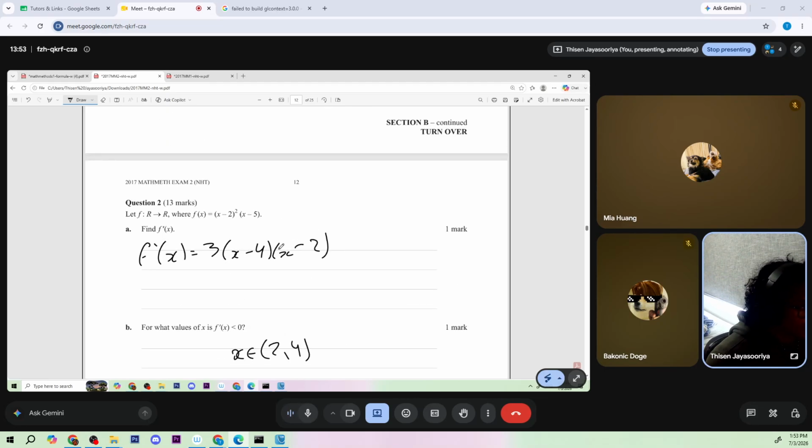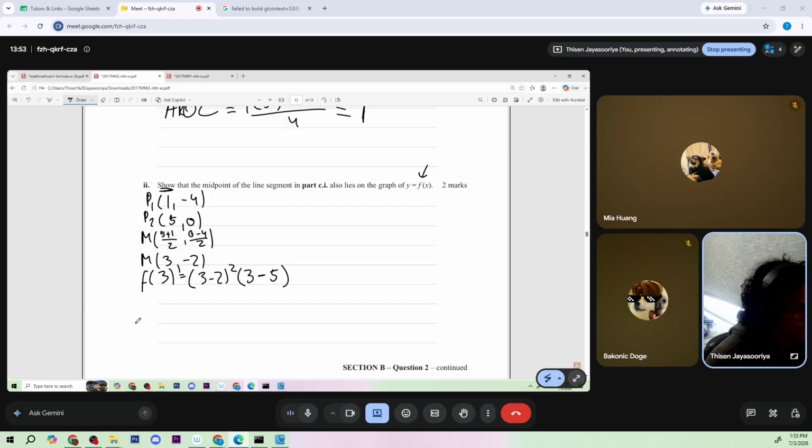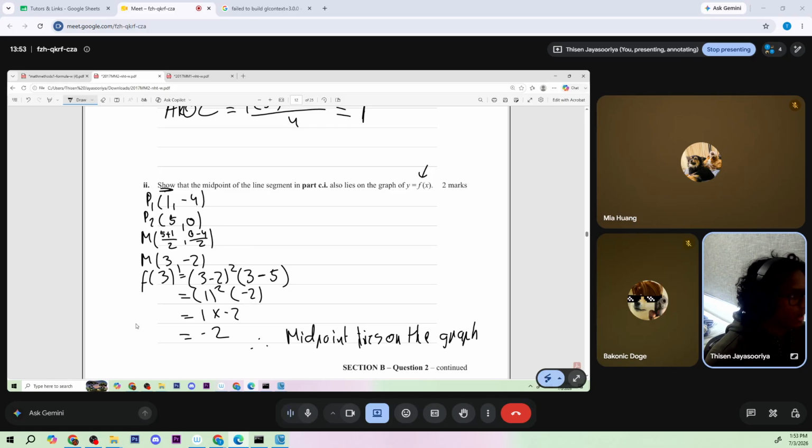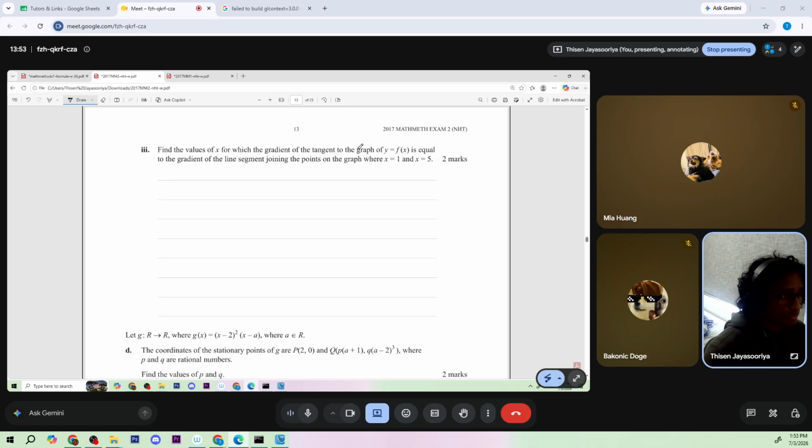Which is going to lead us to 3 take away this. So here I get 1 squared take away neg 2, right? 1 times neg 2, which is neg 2. Hence, the midpoint lies on the graph. Yeah? So here, I didn't use any of the information they gave us. I just showed that by using the working out here.